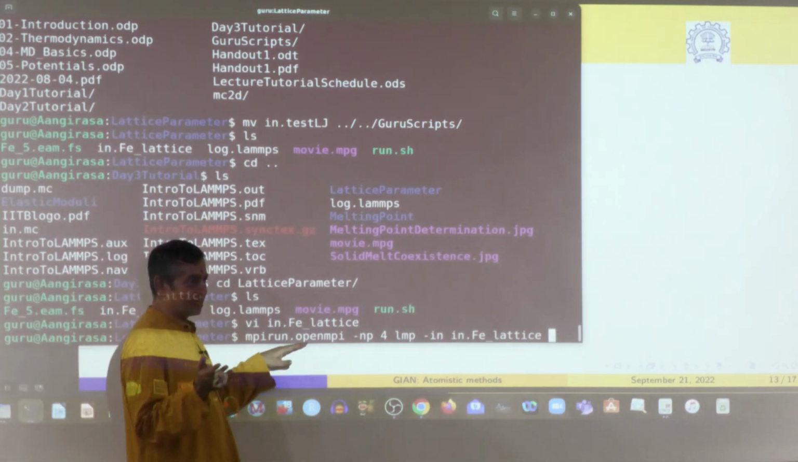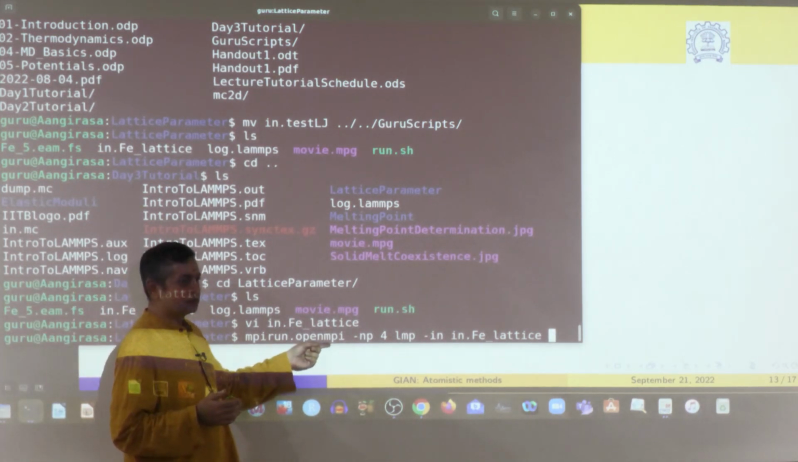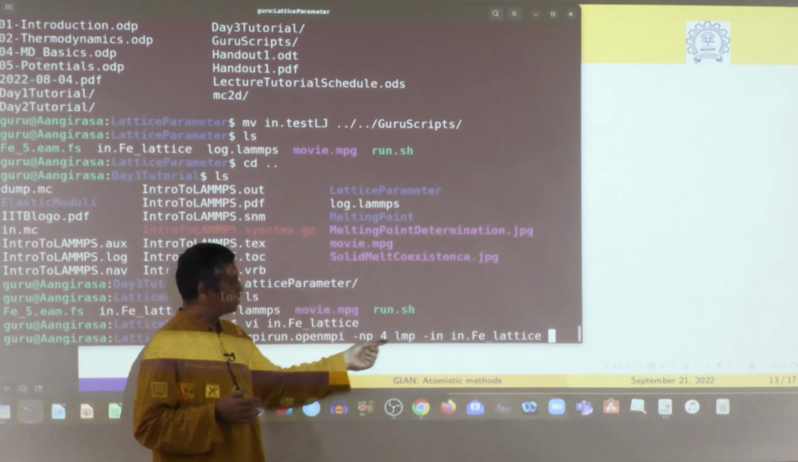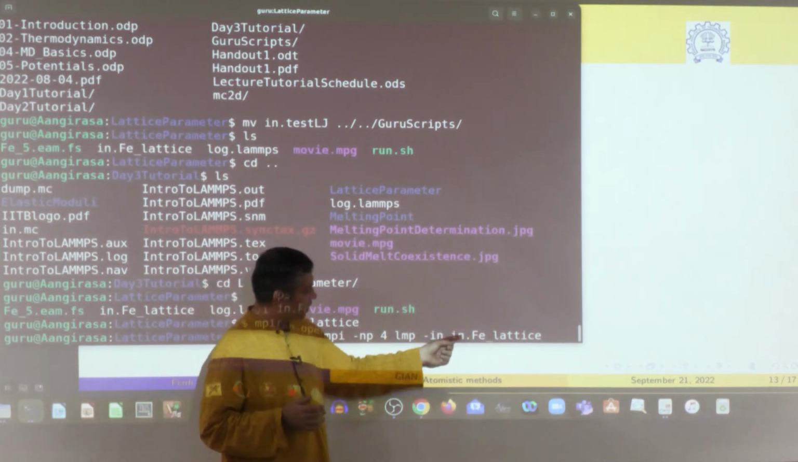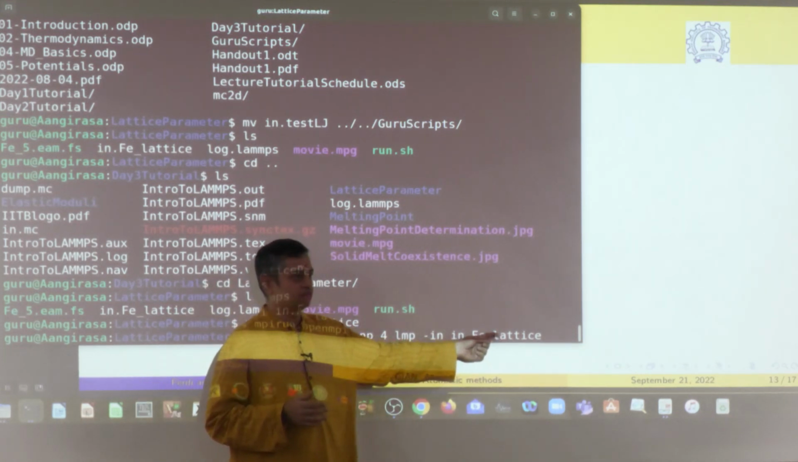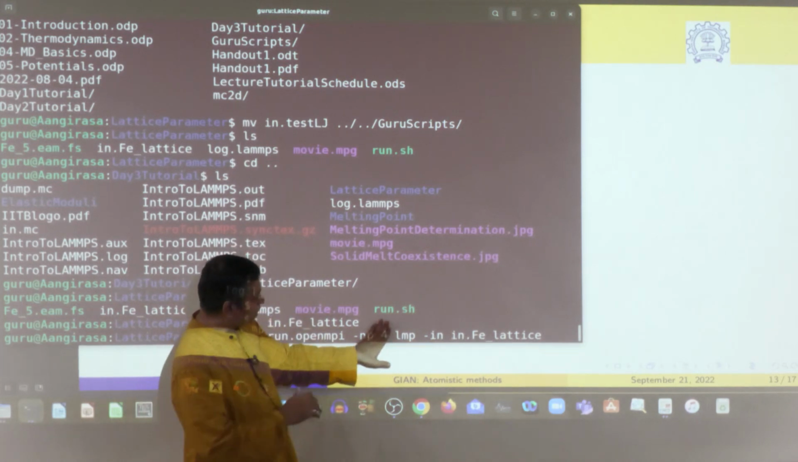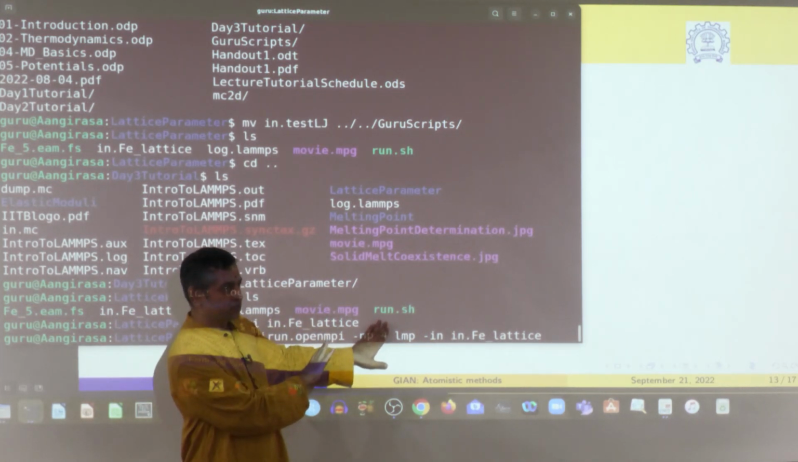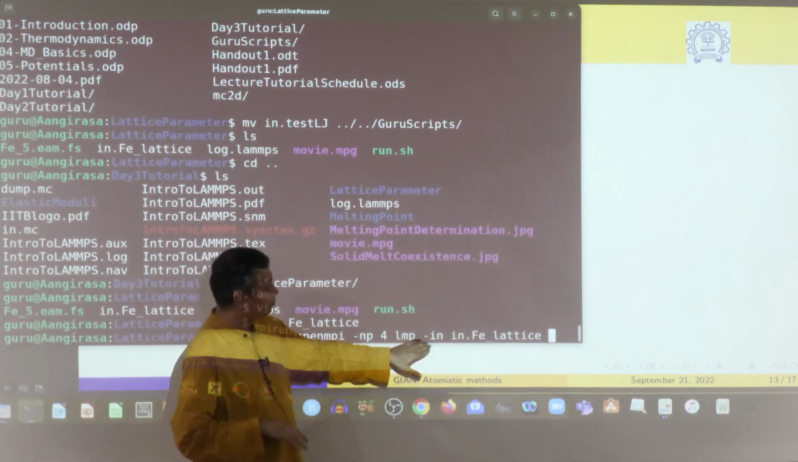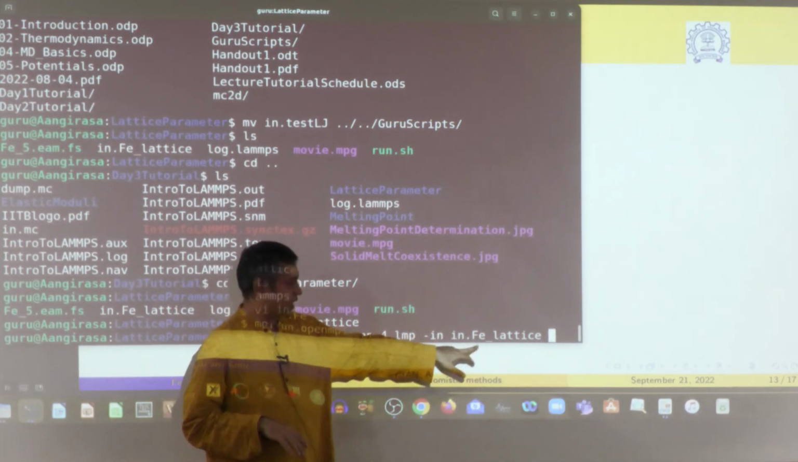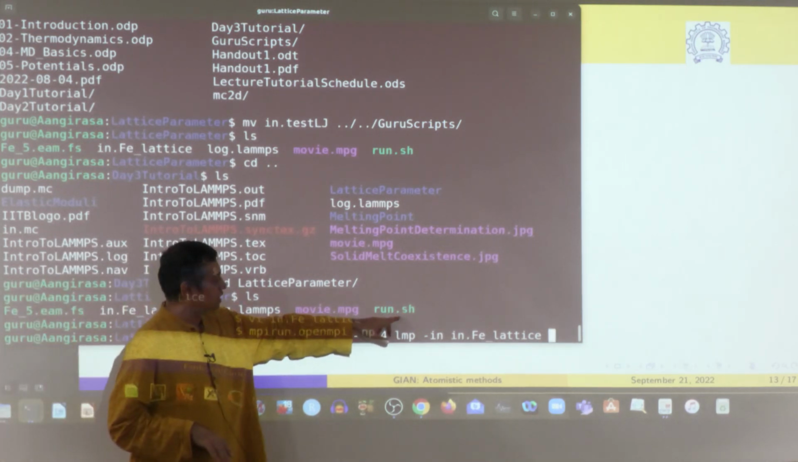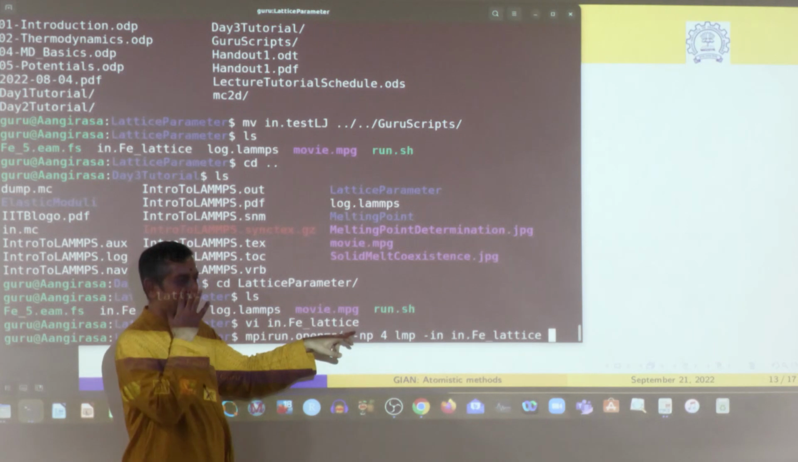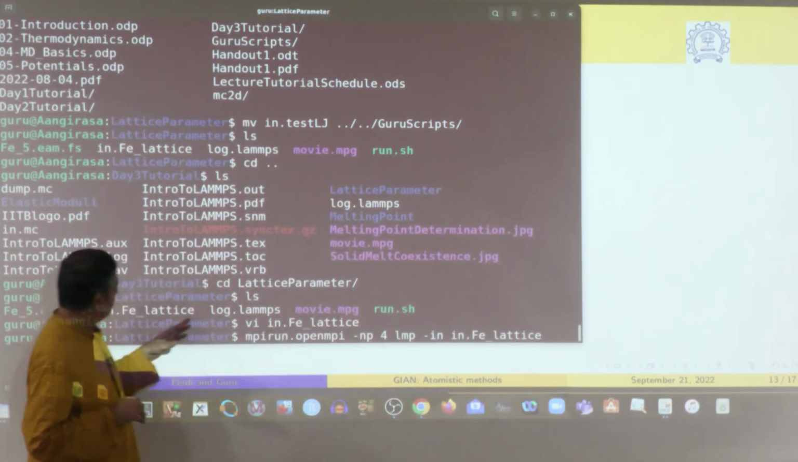You can also run serial, but I am running parallel. I am going to use 4 processors. This is the LAMMPS command, which takes this input file. You can also run just with this, LAMMPS saying that the input file is this, and it will run. I think Sushil's run.sh script has this line, nothing else.